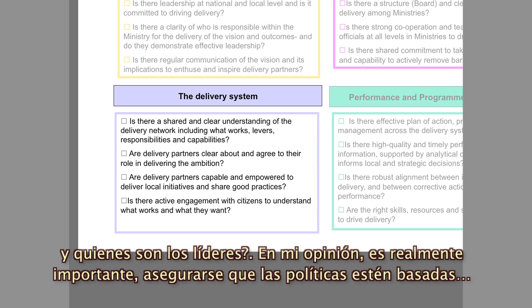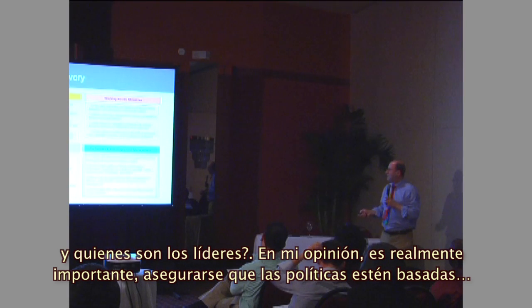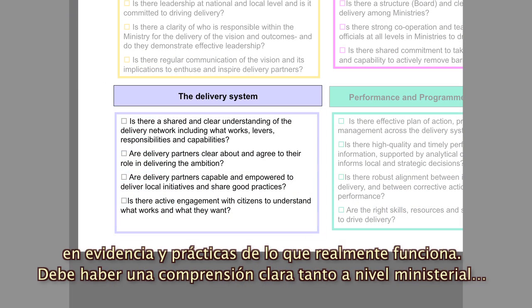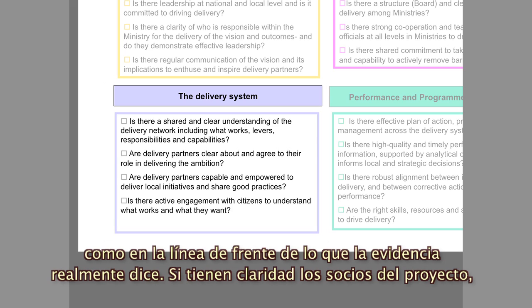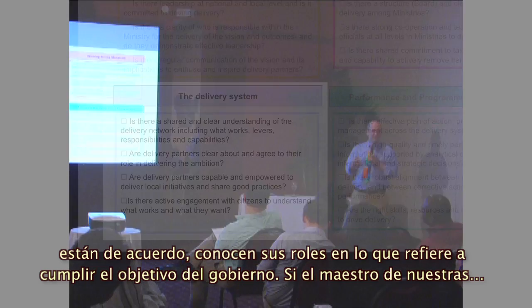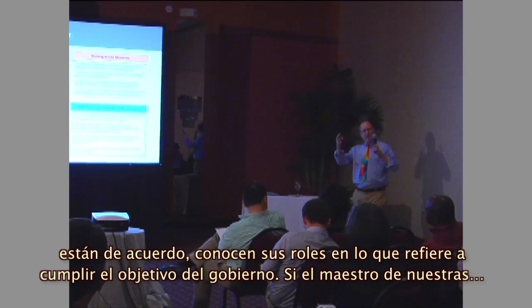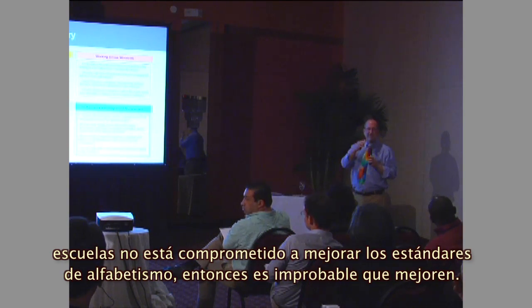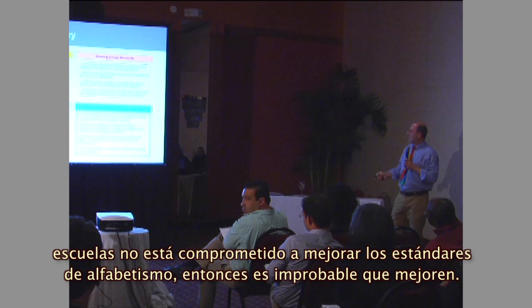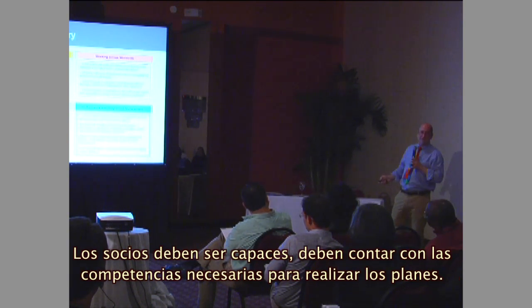It's really important, in my view, to ensure that policy is based on evidence and practice of what works. Is there a clear understanding, both at ministerial level and at the front line, of what that evidence actually says? Are the delivery partners clear about and do they agree to what their role is in meeting the government's ambition? If the teachers in our schools aren't committed to improving literacy standards, then they're unlikely to improve. Are delivery partners capable? Do they have the skills to do it?